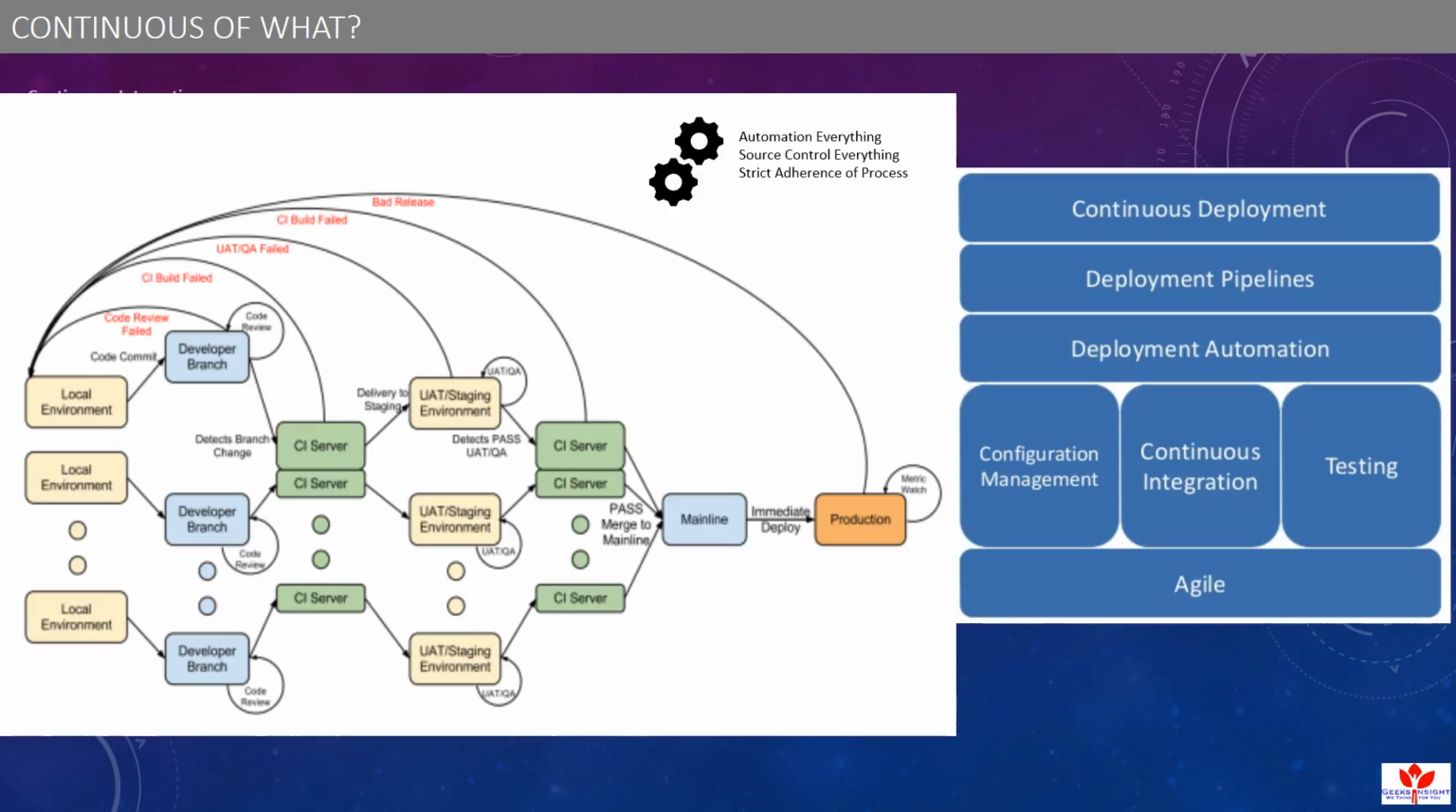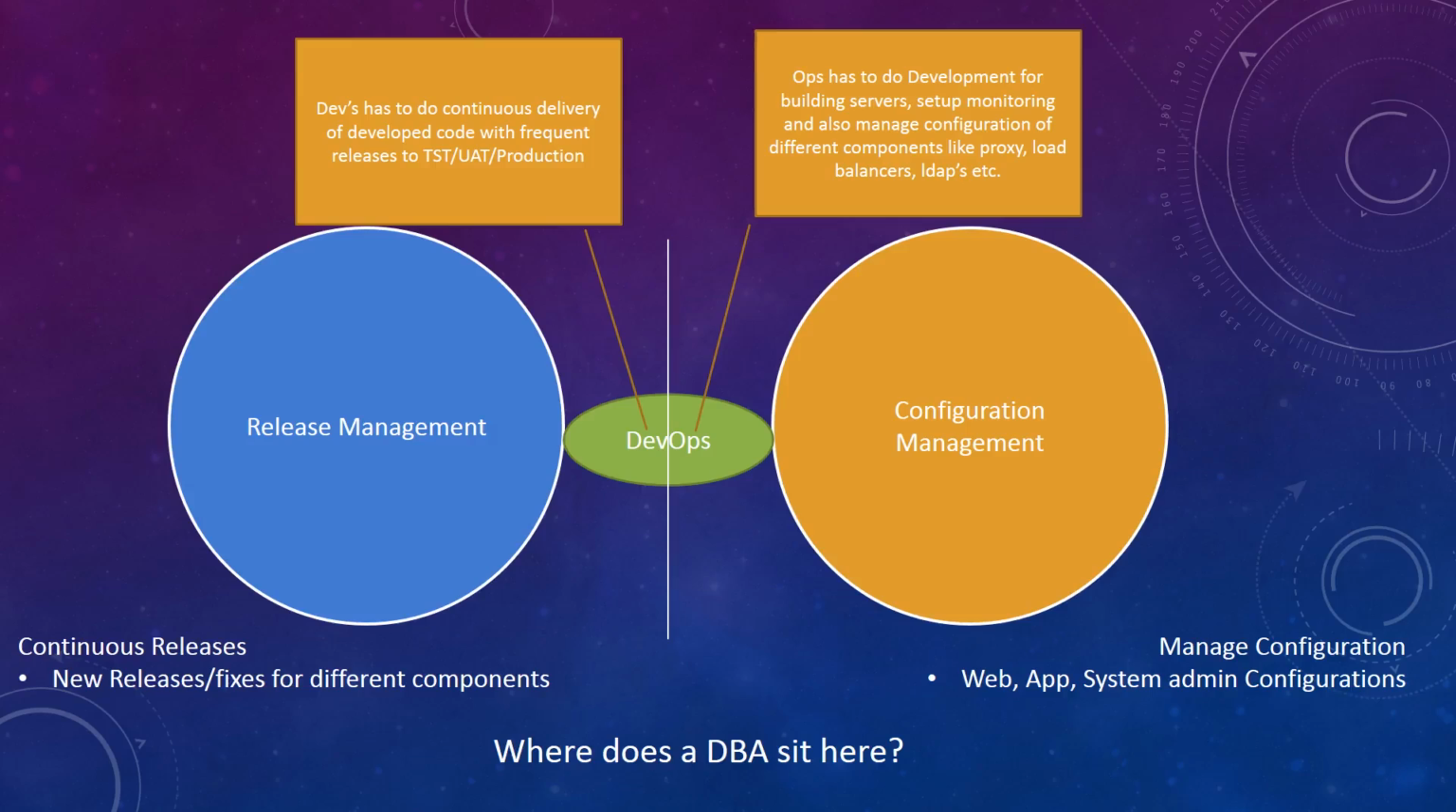So automation is everything, source control is everything, and strict adherence to the process will help you achieve this DevOps model in any organization. In a broader perspective, if you have more releases, you are doing a lot of configuration changes by your system admins, like changing URLs, configuring servers, applications, and load balancers, in configuration systems for web apps and system admin changes. And also release management, with new releases from the developers happening frequently. There the DevOps model can fit.